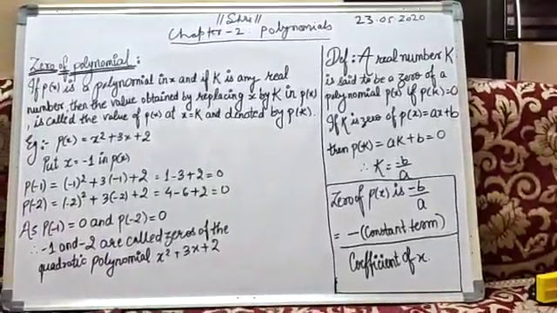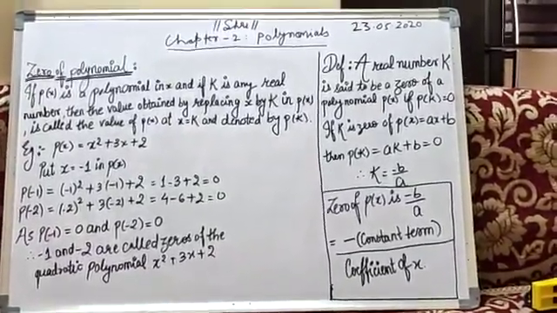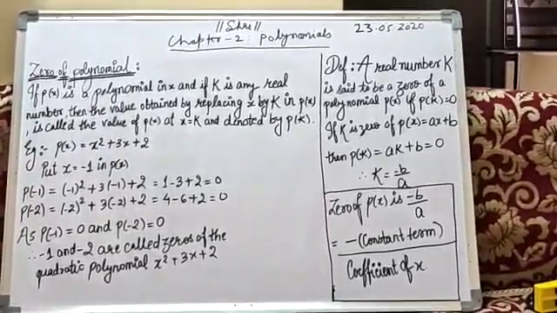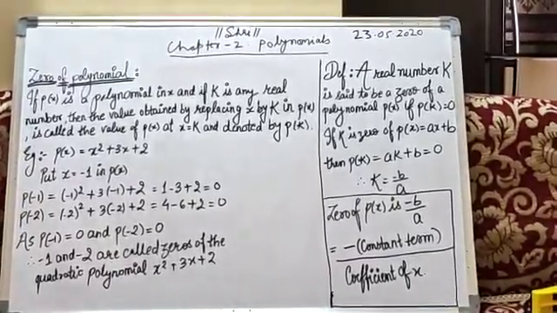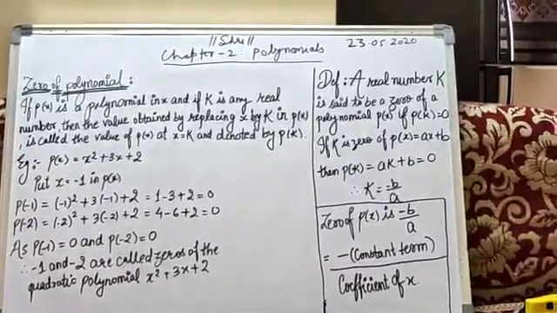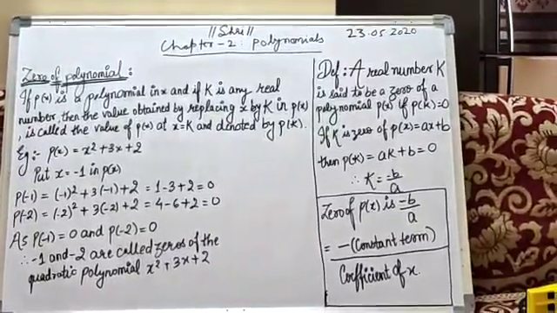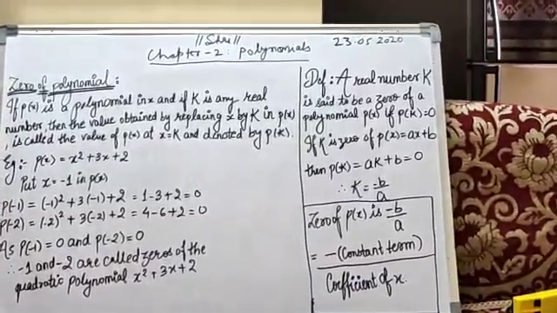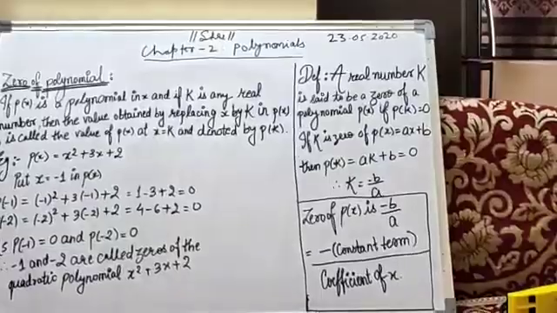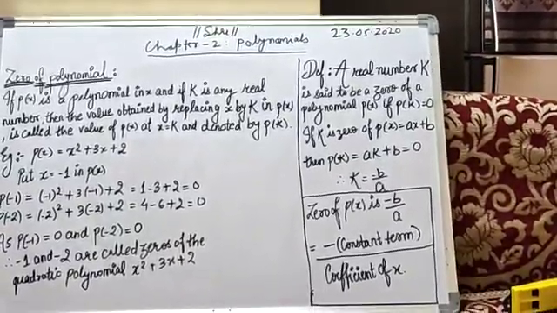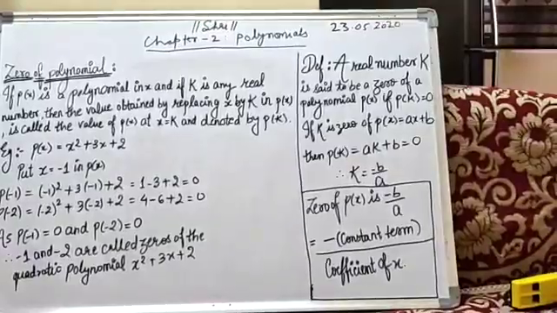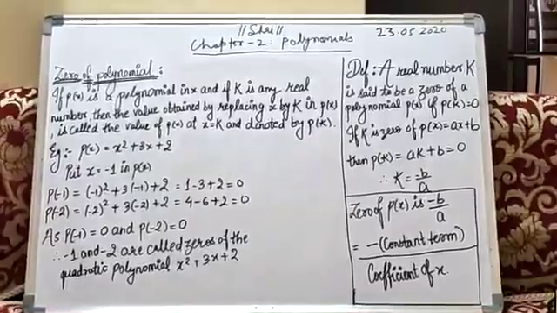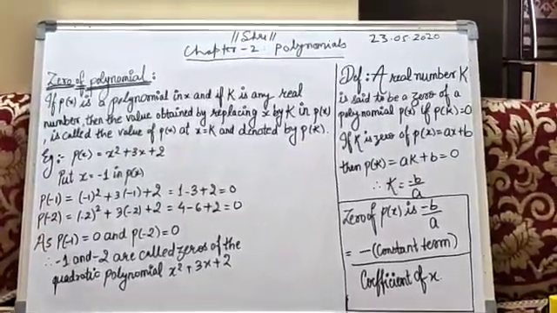Now come to definition. Definition is given on the blackboard. Just I have told you, to find the zero of the polynomial, it means we have to replace x by k. So if k is zero of p(x) is equal to ax plus b, then p(k), replace x by k, p(k) is equal to ak plus b is equal to 0. By transposition, and dividing by a, we get k is equal to minus b upon a.